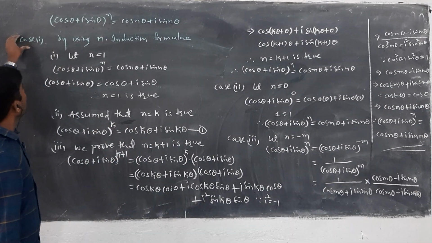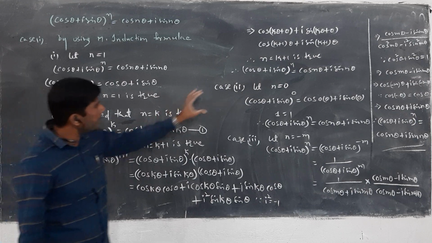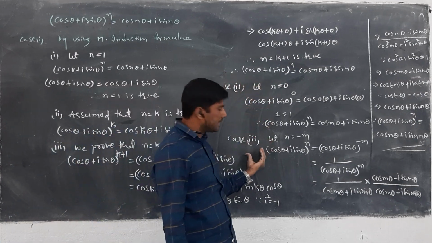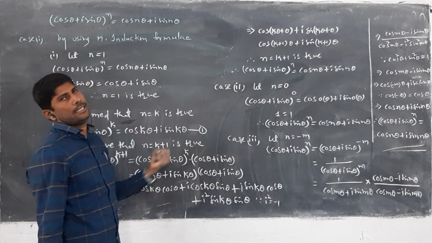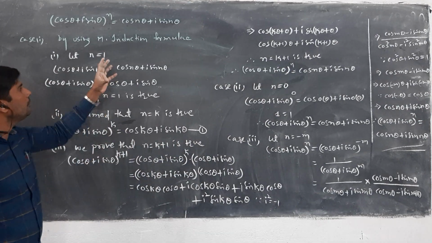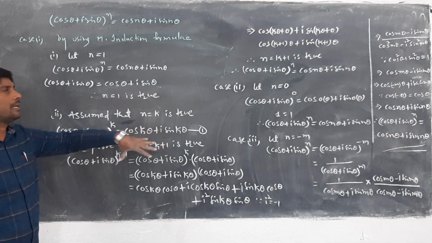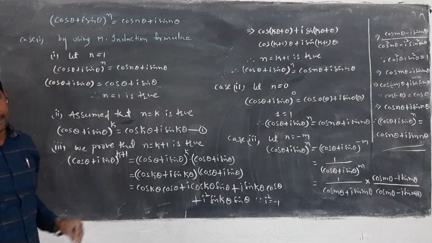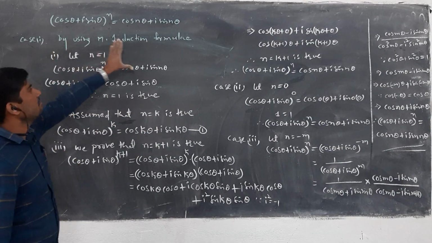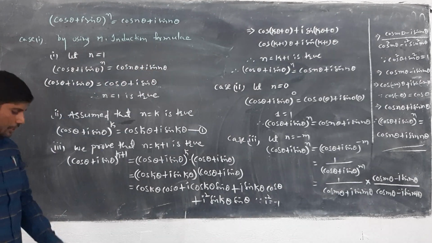Here case 1, here case 2 and here case 3. We distinguished 3 cases to prove De Moivre's theorem. So here we proved De Moivre's theorem in 3 particular cases. First case by using the mathematical induction formula.